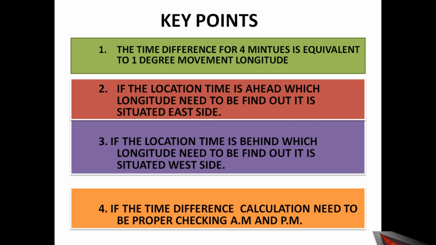Supposedly, if I am currently situated in Delhi, then the longitude of Japan will be more eastward and the time is also going to be ahead of mine. Similarly, the longitude of New York will be on the west side, in the western hemisphere, and the time will be behind. Third point, if the location time is behind, then the place is situated more to the west than the particular location that has been pointed out.